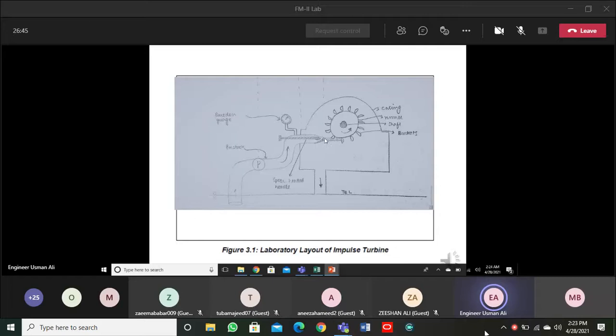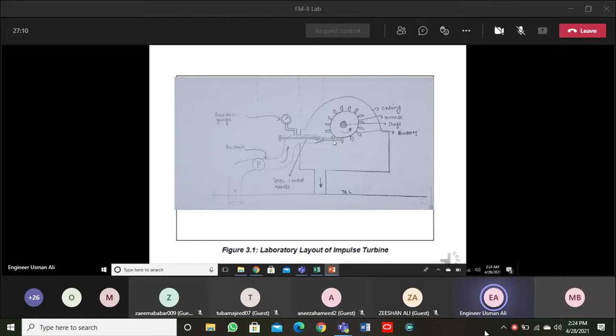There are two types of impulse turbine that we have to discuss in this experiment 3. One is a Pelton wheel, and another is a Turgo turbine. Now, first of all, the Pelton wheel is named after Lester A. Pelton, who developed it in California. In a Pelton wheel, the total available energy of the water is converted into kinetic energy in the form of a jet of water by providing a nozzle or nozzles.